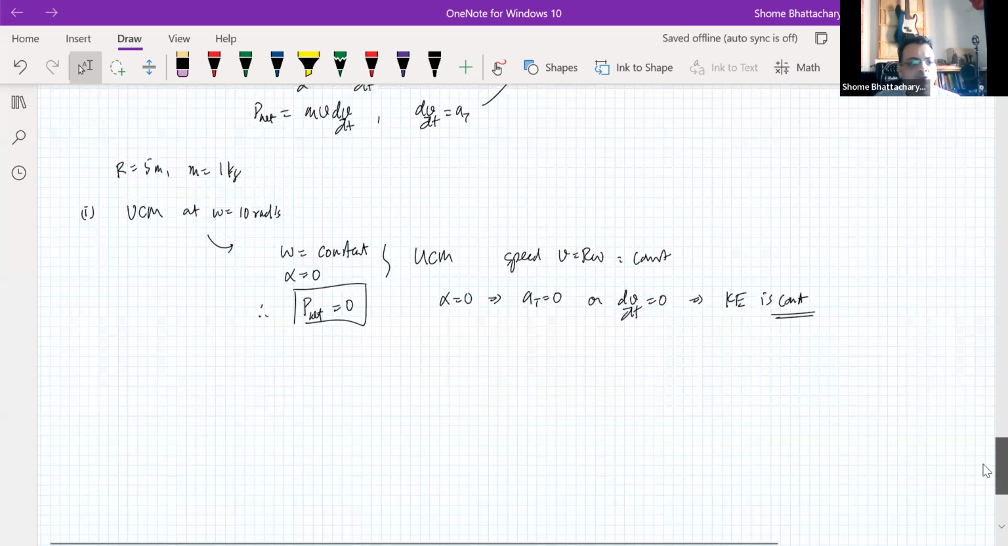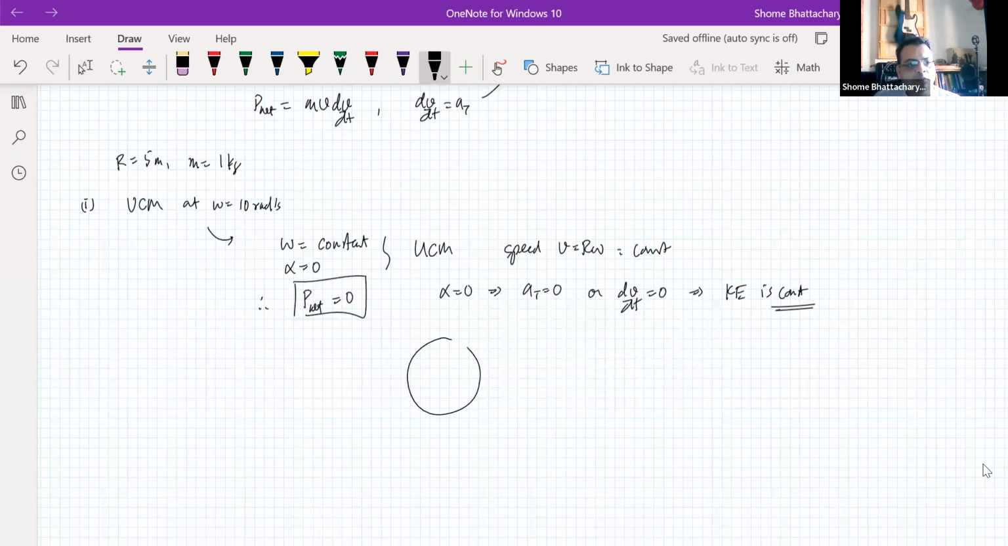Another way to understand what happens in uniform circular motion is that because the tangential acceleration is 0, the net force acting on the particle will be centripetal. F net will be mass into centripetal acceleration only, because tangential acceleration is 0 in uniform circular motion. So the instantaneous velocity and the net force will be perpendicular to each other.